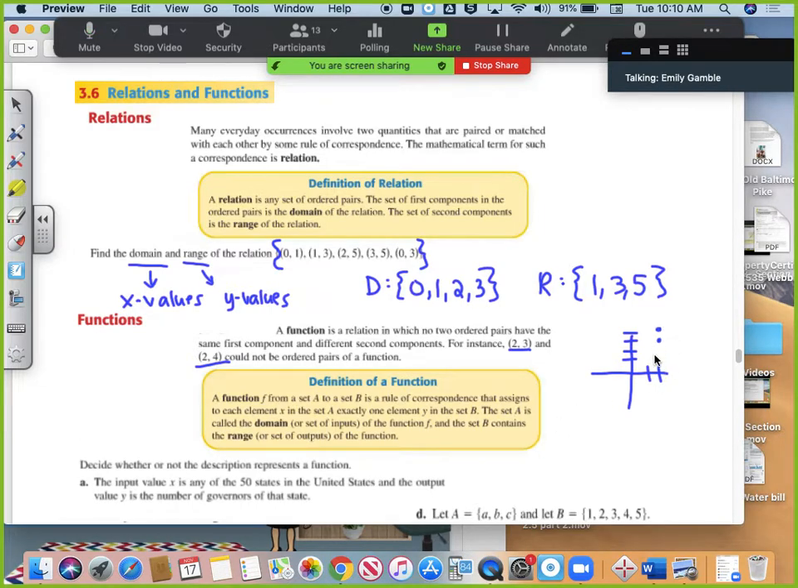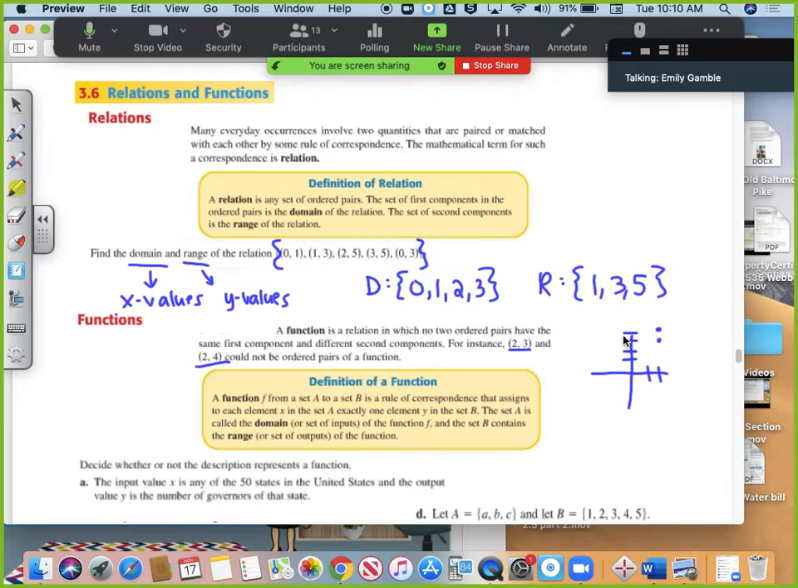Anytime you have any points that are on the same vertical line here, it makes that relation not a function anymore. Because this is undefined, you would consider this to not be a function. It would just be a relation.